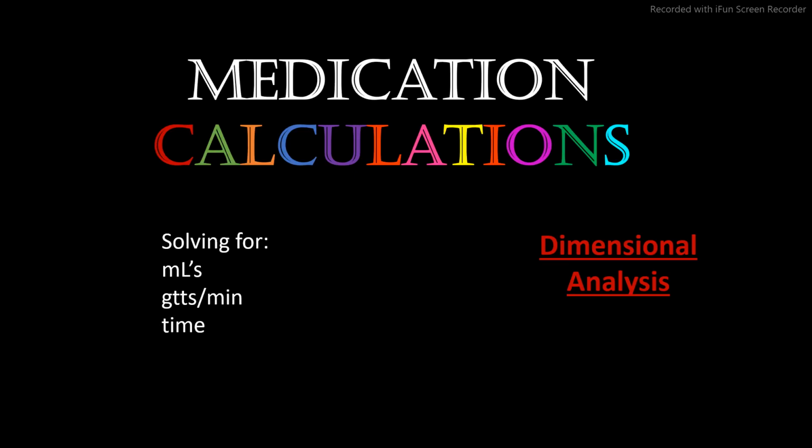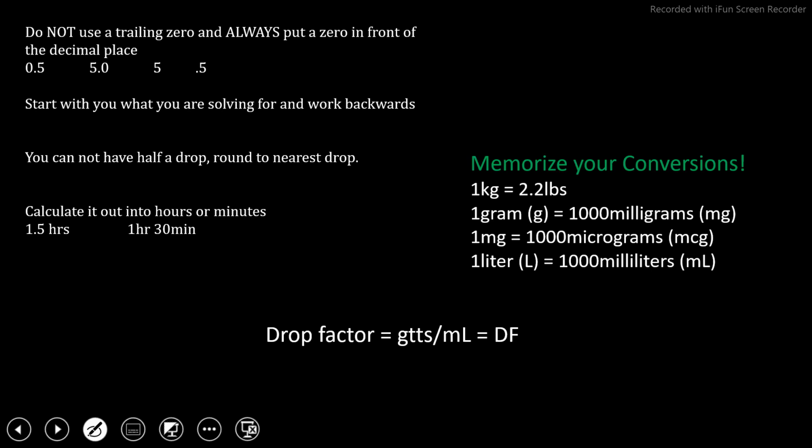Hi friends, in this video we will be going over medication calculations using dimensional analysis, the types of problems we will be solving for. It'll be asking for how many mLs, drops per minute, and time. Before we get into the practice problems, let's go over a few rules and some tips that will help us out. So do not use a trailing zero and always put a zero in front of the decimal place.